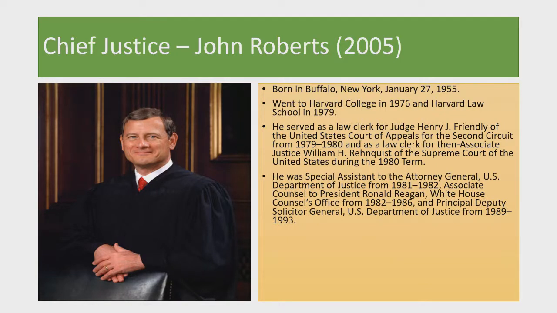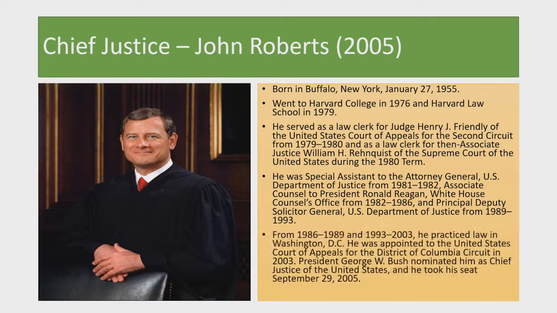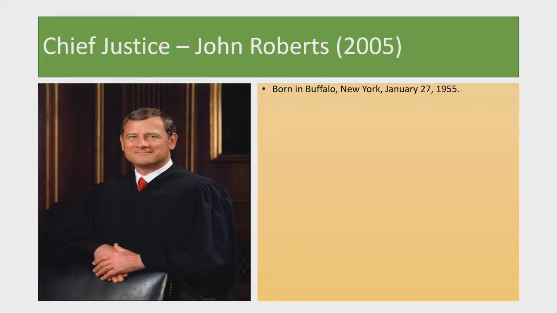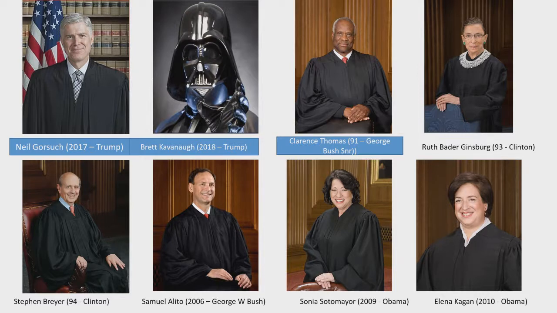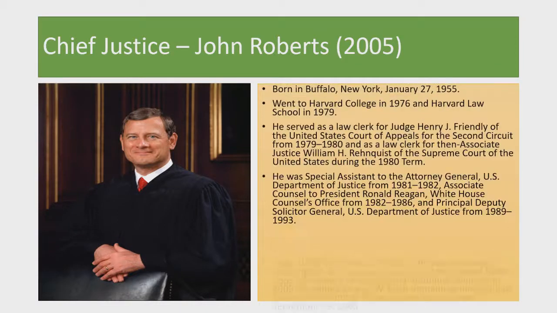He was a special assistant to the Attorney General, U.S. State Department of Justice. He was the associate counsel to the President, Ronald Reagan. He was in the White House counsel office from 1982 to 1986, again under Reagan. And after that, he practiced law in Washington D.C. and he was put into the United States Court of Appeals for D.C. in 2003, and he was nominated by George W. Bush. So if we go back to our set of Justices, you'll see that there's a 5-4 Republican to Democrat bias, which becomes important later on.